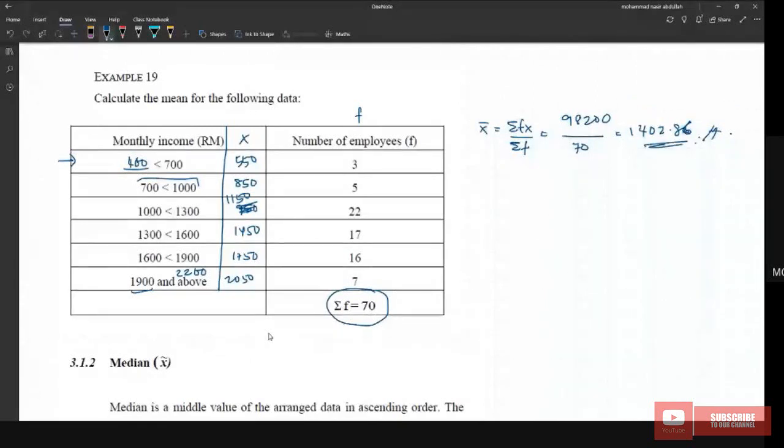Right, good. So means that you already know how to calculate mean for group data, right? So can you comment you already understand or not understand? Do you understand? Yeah, good.